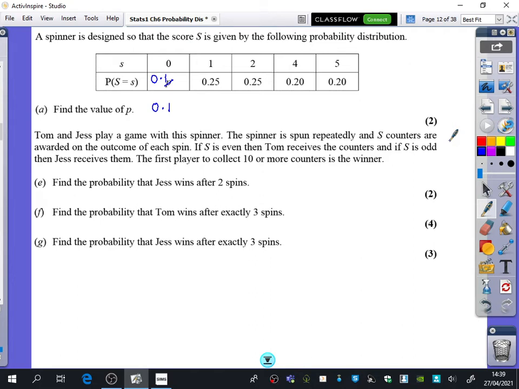It shouldn't be in the old. This is from an old question. This would be worth 2 marks in the old. This would only be worth 1 mark in the new specification.